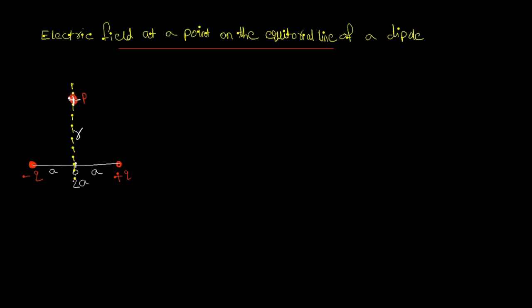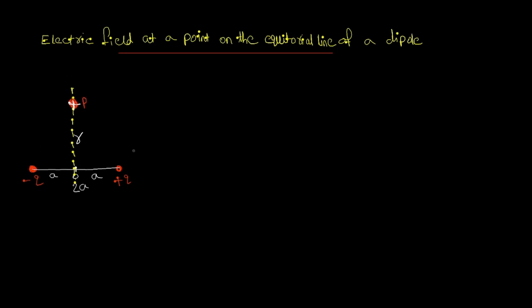Then the dipole has two different charges. Due to this positive charge Q, a repulsive force is generated at point P. Due to this negative charge Q, an attractive force is generated at point P. Due to this positive charge Q, the electric field intensity at point P is in this direction. The electric field intensity at point P due to the positive charge Q is taken as E positive, in this direction.